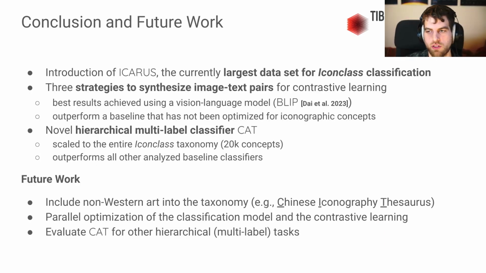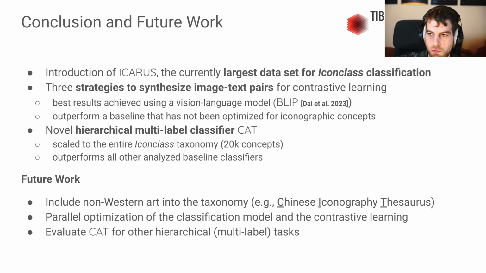To summarize the project and to look to the future: basically, here we introduce our new dataset Icarus. It's currently the largest dataset for icon class classification problems. We propose three strategies for synthesizing image-text pairs for contrastive learning. Basically, our vision language model approach with BLIP achieves the best results, and we could outperform our baseline, the 300M system. Then for our novel hierarchical multi-label classifier CAT, we have shown that it scales up to the entire icon class taxonomy, and it outperforms all the other baselines that we consider in our experiments.